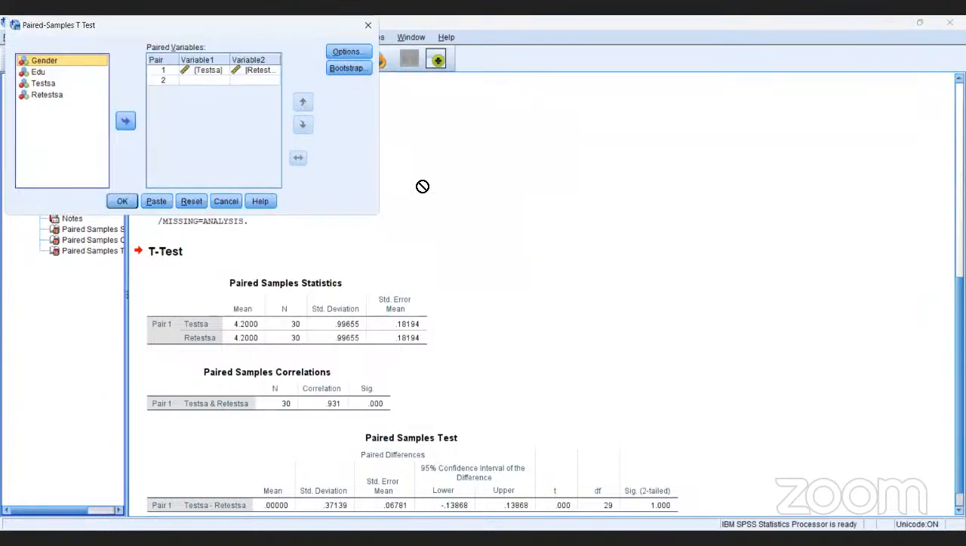Most of the students are confused when they find this type of window. Please don't worry. Here you can find the first pair, variable 1 and variable 2. After that, you click OK, and then you will get the result.